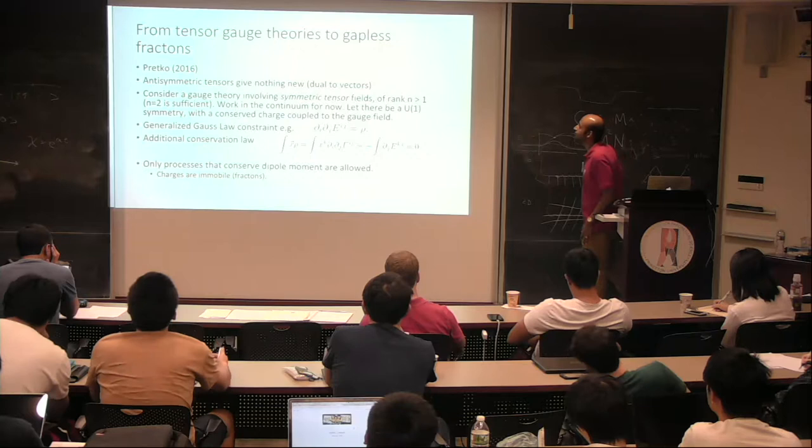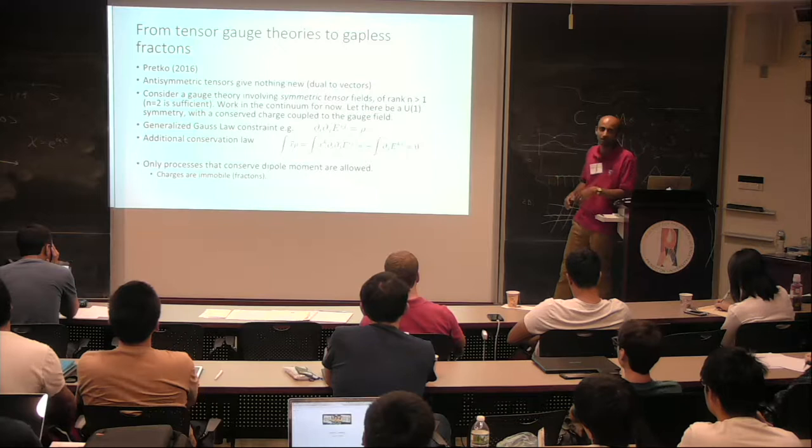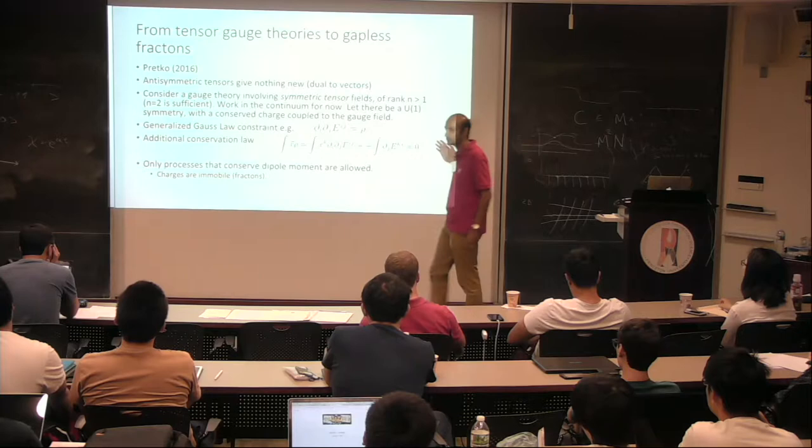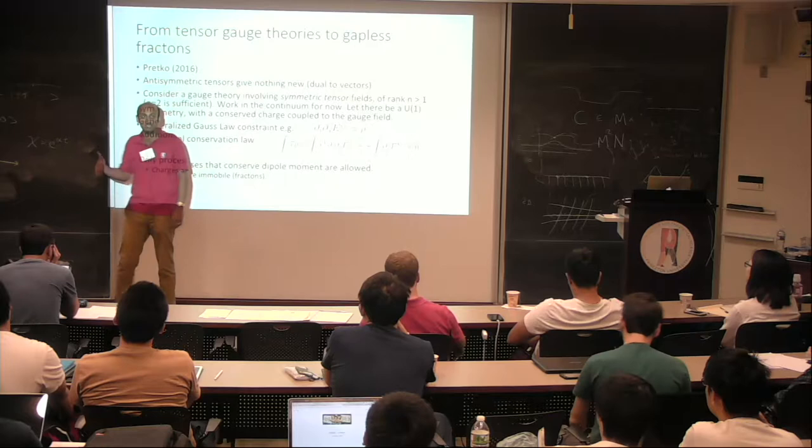So let's consider a gauge theory of symmetric tensors of rank bigger than 1. So rank 2 tensors is adequate for our purposes. Let's work in the continuum for simplicity. Let's assume U(1) symmetry, again, for maximum simplicity. So there's an electric field, but now it's a rank 2 tensor, E_ij. I want to write down a Gauss's law for the electric field. What does a Gauss's law look like?